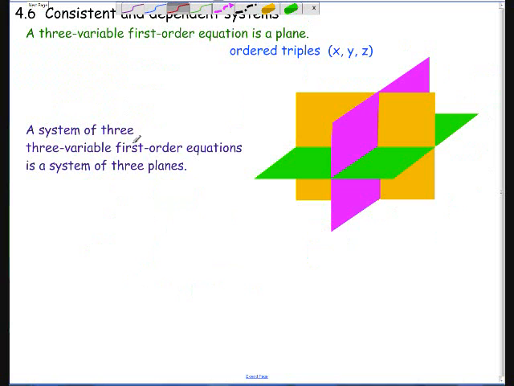Now I told you to have some index cards handy. This would be the time to get them out. We know that a 3-variable first-order equation, when we graph it, is going to be a plane. So each of those index cards, if you imagine that they actually don't have any edges, the edges just go on and on forever, you can visualize how they would graph in space.